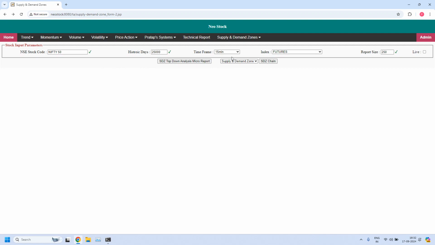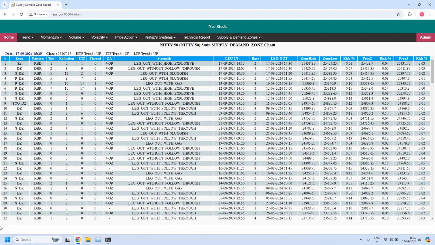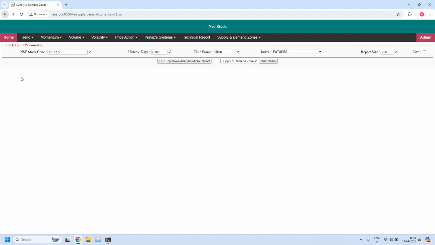And the next time frame is 5 minutes. I am generating 5 minutes supply demand zone chain for NIFTY. So this is about NIFTY supply demand zone chain. Next let us generate BANKNIFTY supply demand zone chain. So that is NIFTY Bank.